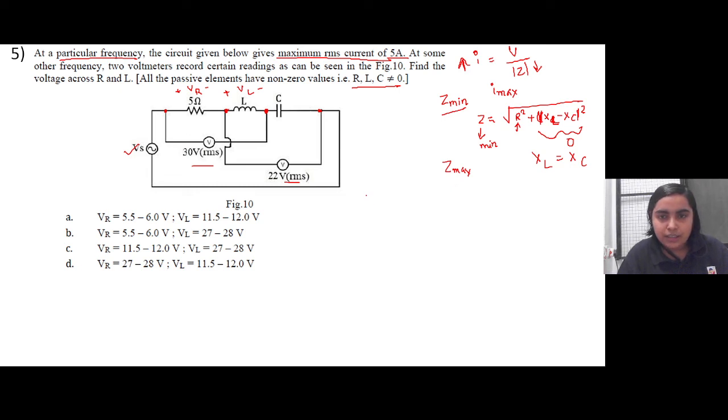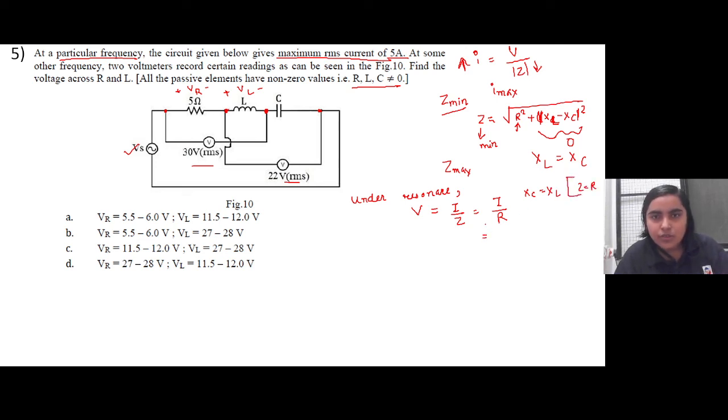So under resonance, what will be the voltage? Since these two are negating each other out, voltage will be equal to current into Z, or current into R, since XC equal to XL, Z is equal to R. So V is equal to I into R, right? So the resistance value is given as 5 ohm. So it is 5 into the RMS value of current, which is 5. So 25 volts.